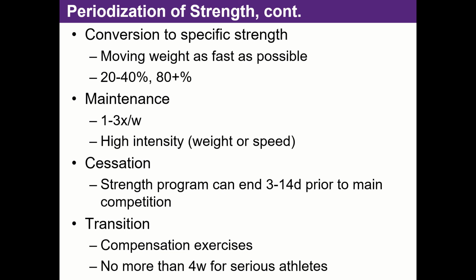And then transition phase, compensation exercises, again, are those kind of prehab exercises. You're working to either prevent injuries or you're working to correct muscular imbalances that your sport tends to foster. So for example, soccer is pretty quad dominant. So in the off season, have them do a bunch of hamstring stuff to offset that quad hamstring ratio. And typically, they're not going to take off more than 4 weeks for serious athletes. So they're not going to be out of the weight room for more than a month in general if they're a pretty high-level athlete. And that is it.